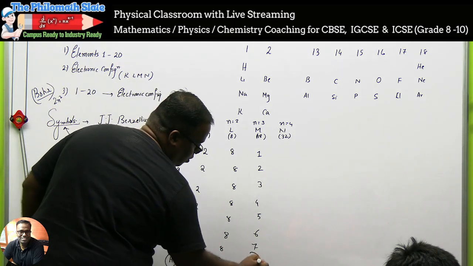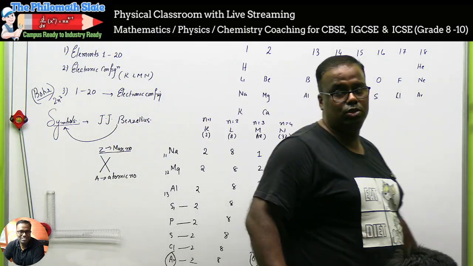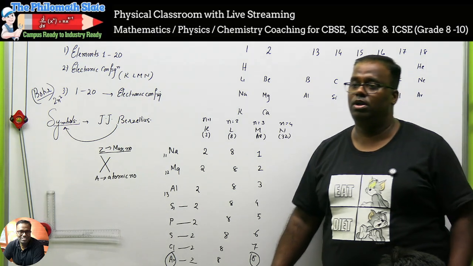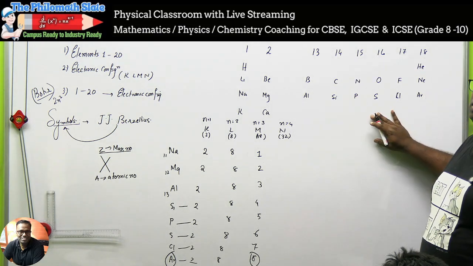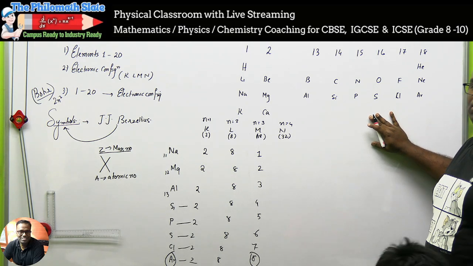As soon as we come to argon, the octet is complete. You remember the octet and the duplet rule? If you are in a single shell, then duplet will tell you that you are stable. If you are in more than one shell, then the octet criteria will say that you are stable. Otherwise, you are unstable. Is this much clear?